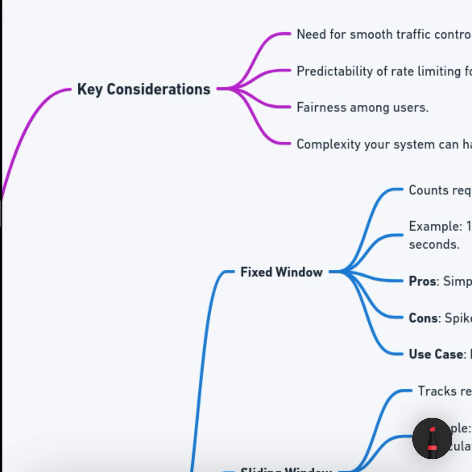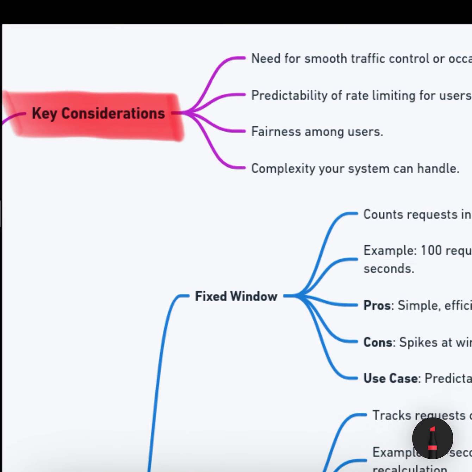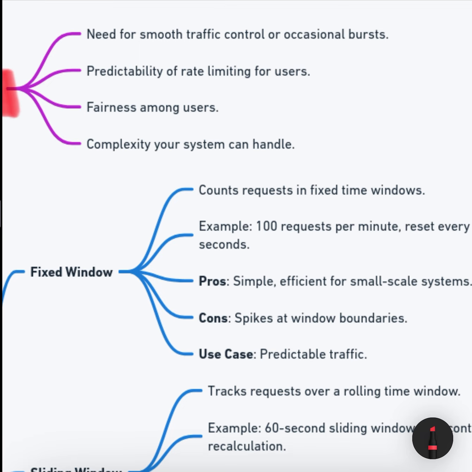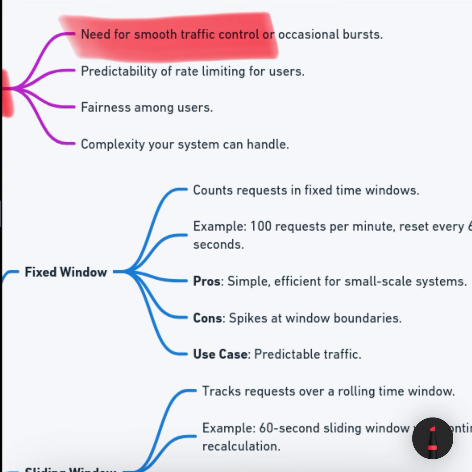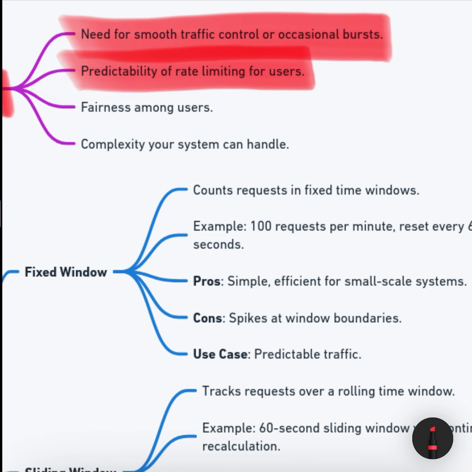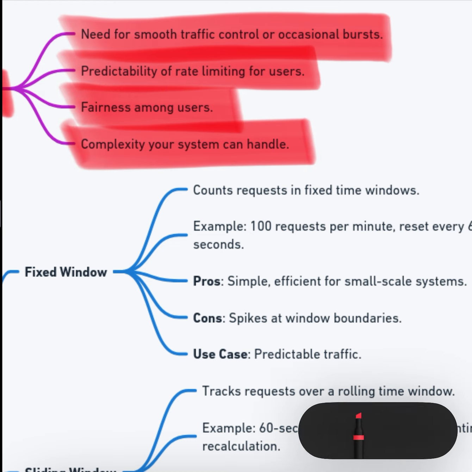1. Key considerations for choosing an algorithm. Before selecting an algorithm, answer these questions. Do you need smooth traffic control or allow occasional bursts? How predictable should the rate limiting be for users? Is fairness among users important? What level of complexity can your system handle?